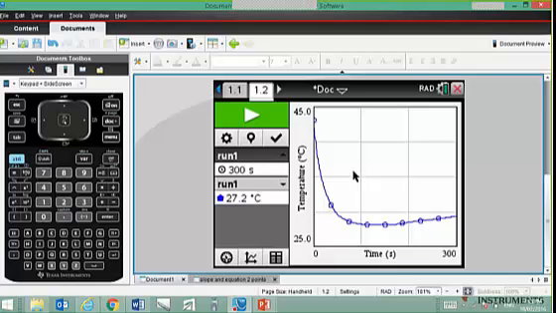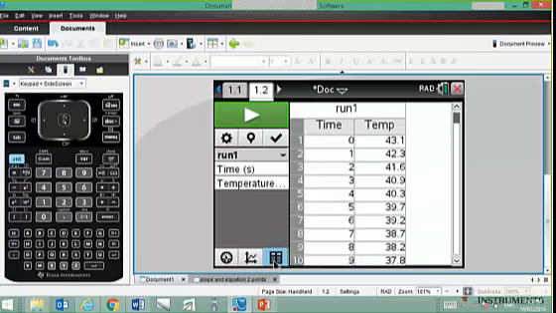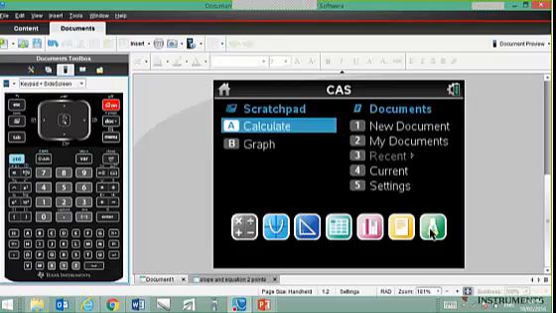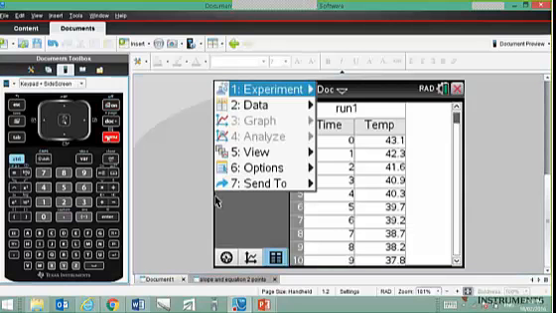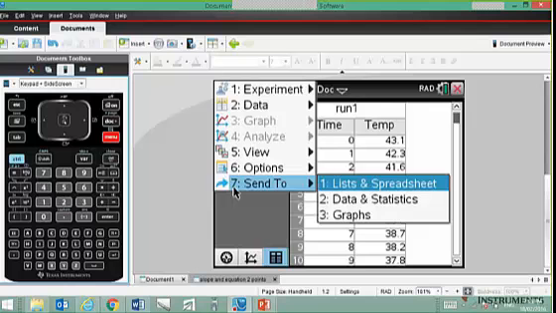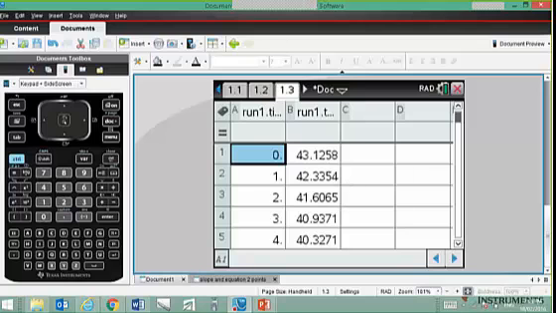I can analyse my data within the data logging app. There are the data, and I can chop it and model it and so forth. But what I can do is also export it back into a standard calculator page. I can put it into a lists and spreadsheets page. So there it is. There's the run time. I did data collecting once a second, and I set it up for 5 minutes worth of data. So there they are, and there's my data in 2 lists.